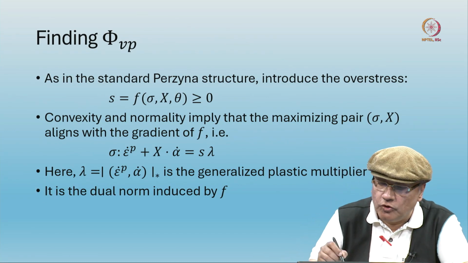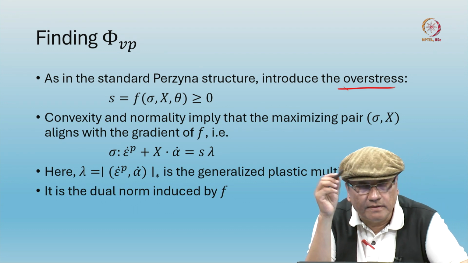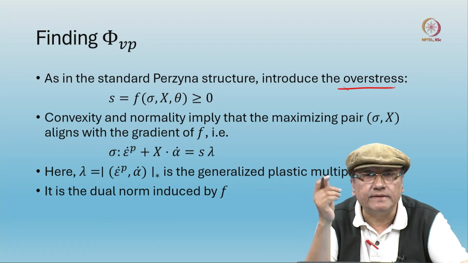First, define the overstress. As you know, in Perzyna type viscoplasticity, in all viscoplasticity, F can be greater than or equal to 0.